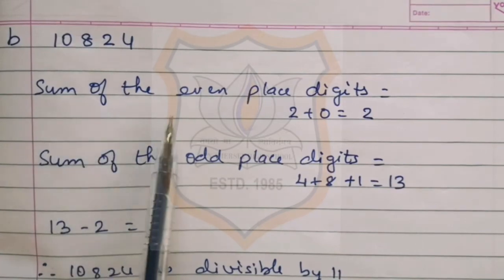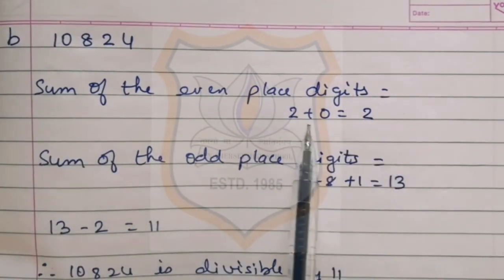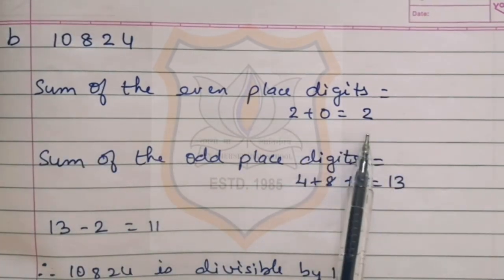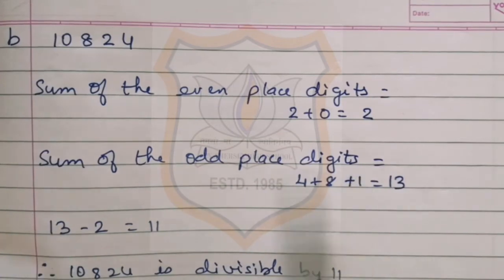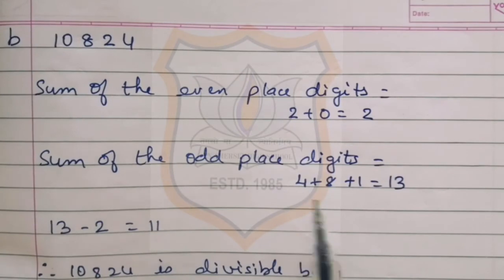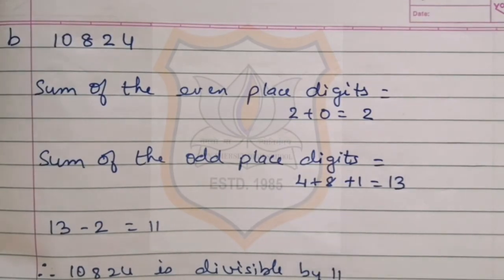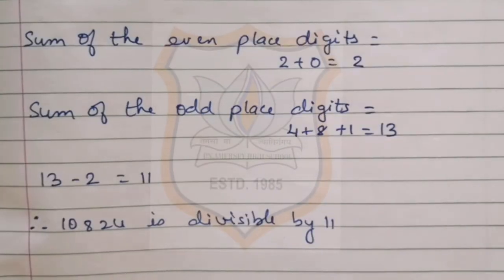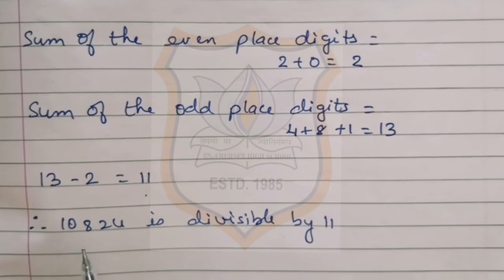So the sum of the even place digits is equal to 2 plus 0, which is 2. And for the sum of the odd place digits, the digits at the odd places are 4, 8 and 1. So by adding 4, 8 and 1 we get 13. Now we have to find out the difference between the sum of the digits at the odd places and the sum of the digits at the even places. If we subtract 2 from 13 we get 11. Therefore 10,824 is divisible by 11.